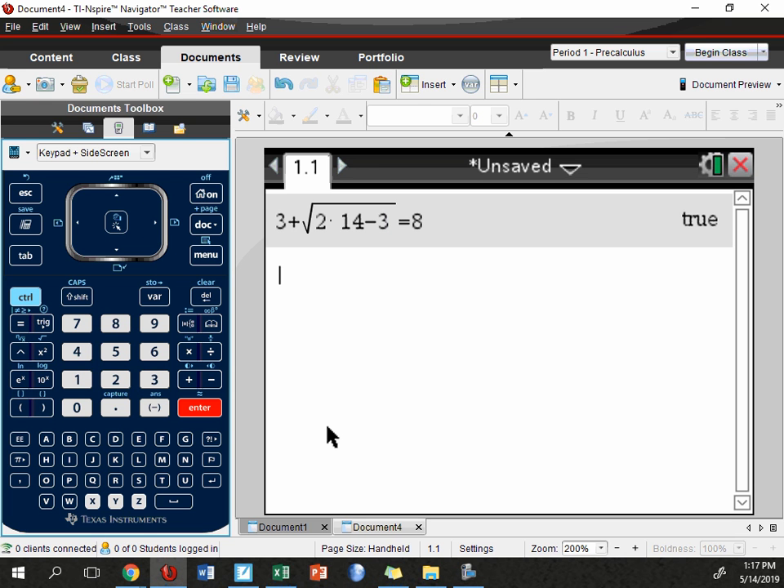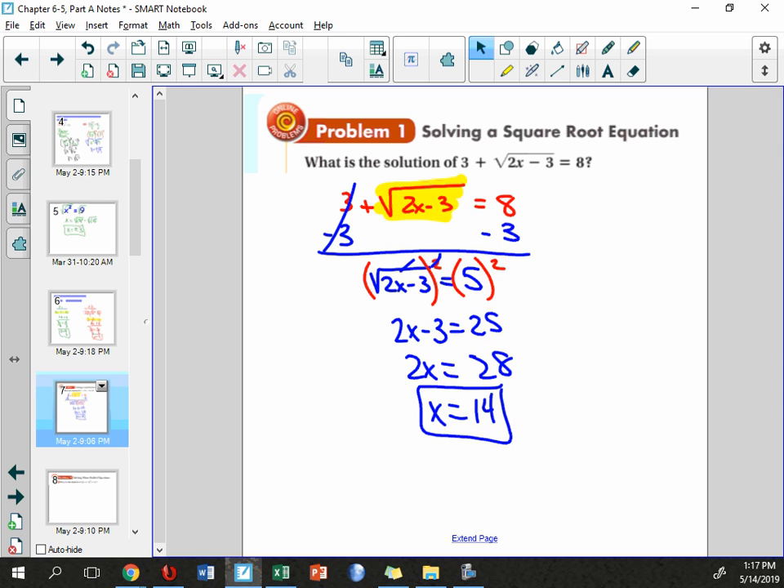And then hit enter. It says it's true. You know what that means? The left-hand side is equal to the right-hand side. Do we all understand that? So we've checked it. We put a check mark beside it. We know that it is right.